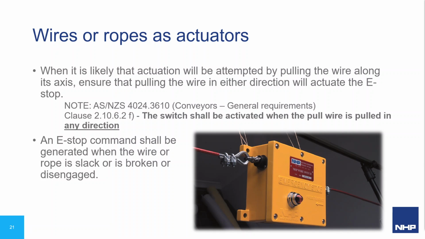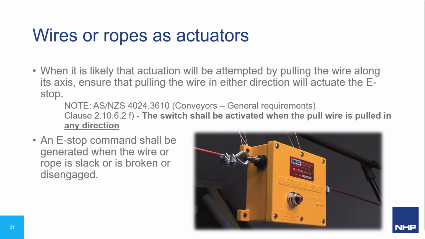Consider pulling the rope along the axis, so either directly towards or away from the switch. You must ensure that pulling on the rope in either direction results in the actuation of the e-stop. This is actually an important requirement under the application standard for safety of conveyors, AS 4024 Part 3610.